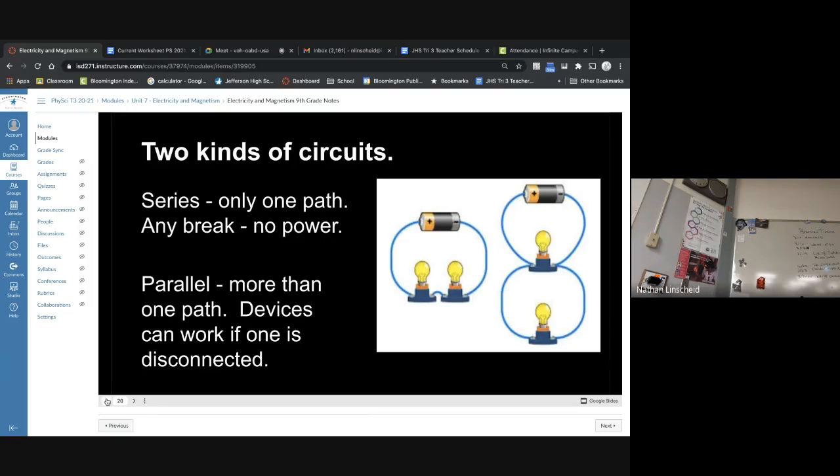The other possibility is the parallel circuit. And that's where the electrons can choose to go through one and then back, or they can choose to go through the other one and then back. And if you unscrew one light bulb, the other one still works. In the series one, if you unscrew one light bulb, nothing works because it's not a circuit anymore.